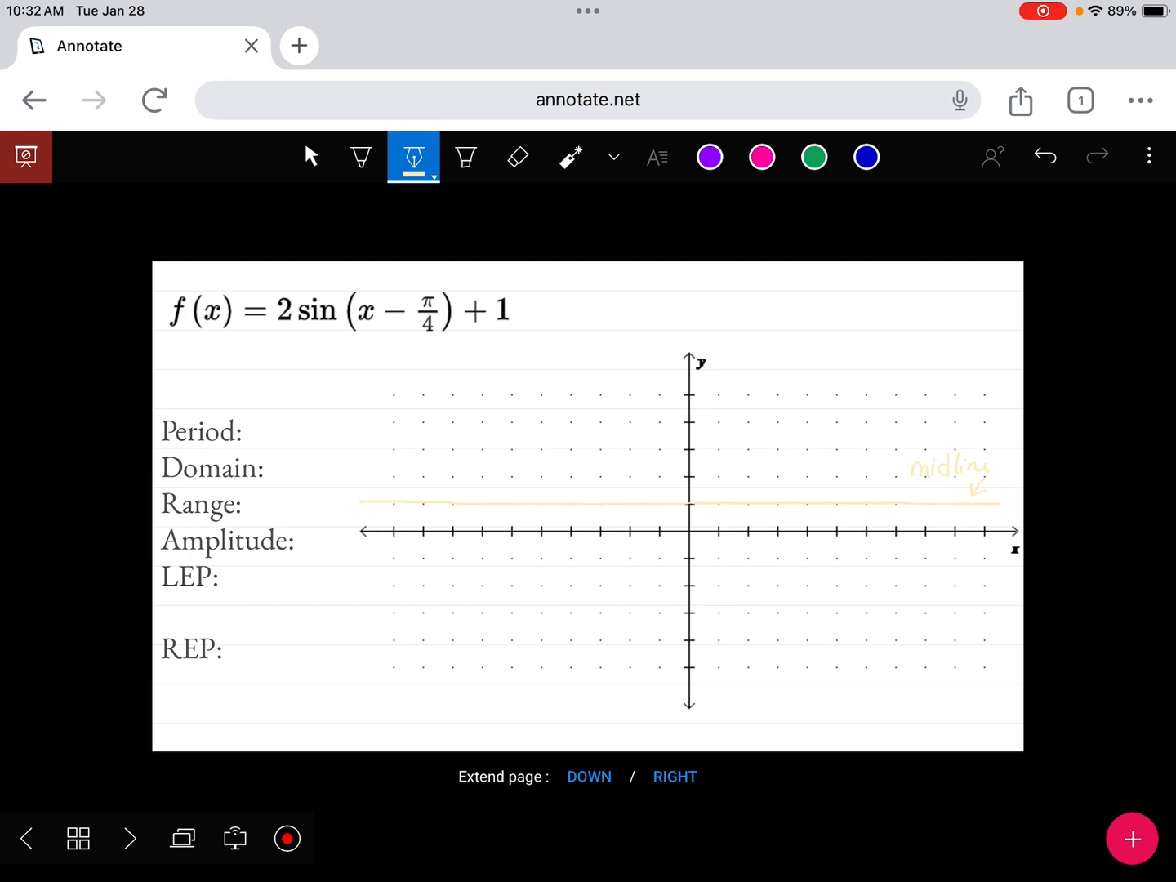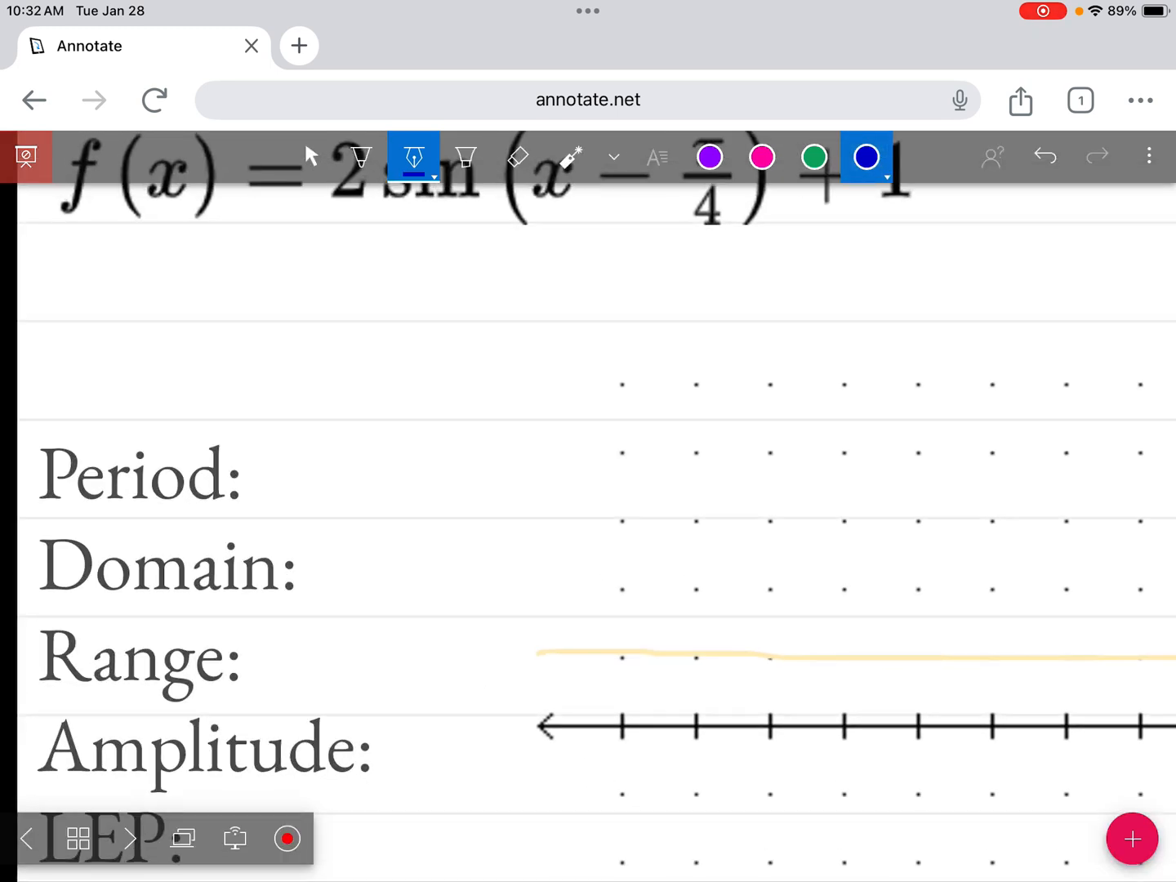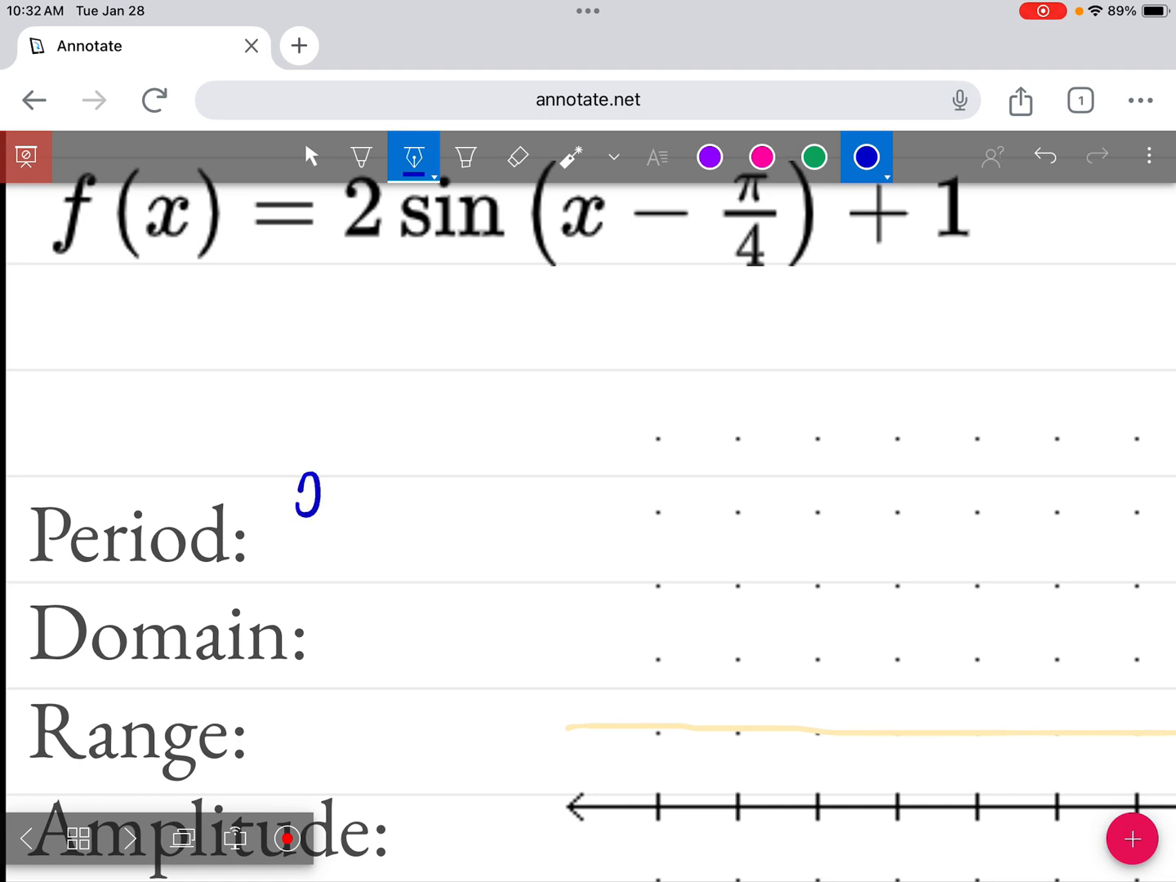We're going to find our period, which we take the normal cycle around the circle, which is 2 pi, and we divide it by b, which would be the number in front of the x that's inside. So 2 pi divided by b. Our b in this case is 1, so the period length is just going to be 2 pi. There's no change to it.